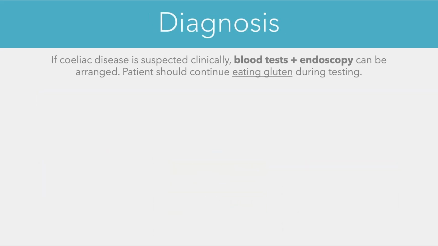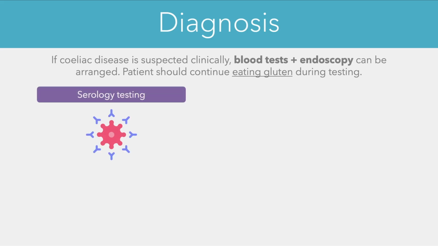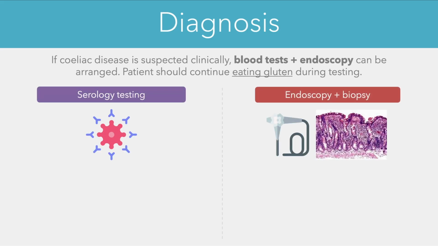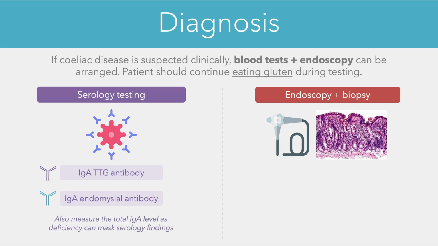For the investigations of celiac disease, this involves serology testing and endoscopy to confirm the diagnosis. It's important that patients should continue eating gluten during the testing phase, as this helps to reduce the likelihood of false negative results. If we take a look at serology testing first, we can measure the levels of autoantibodies in the blood, which can include IgA-TTG antibody and IgA anti-endomysial antibody. It's also important to measure the total IgA level, as an IgA deficiency could potentially mask the serology findings.